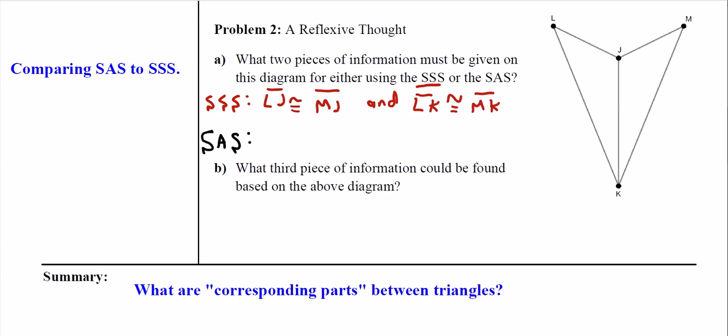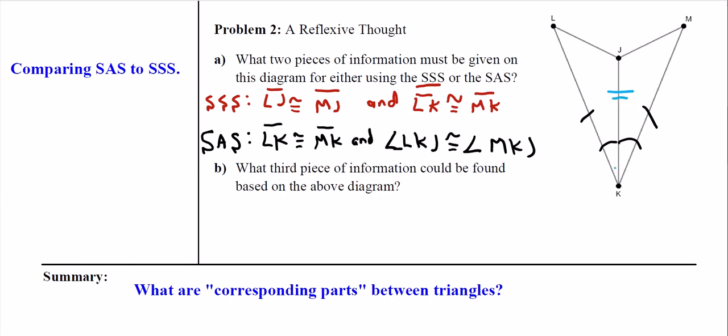But if I want to go ahead and use the SAS, that means I either need these two sides congruent with these two angles congruent, or I would need these two sides congruent with these two angles congruent, because then I could pull off this reflexive property right here and get side angle side. Or if I did the other ones like that and I have this reflexive property, then I have side, angle, side. So just for kicks, I'm going to pick LKJ, angle LKJ is congruent to angle MKJ, and then those two sides.